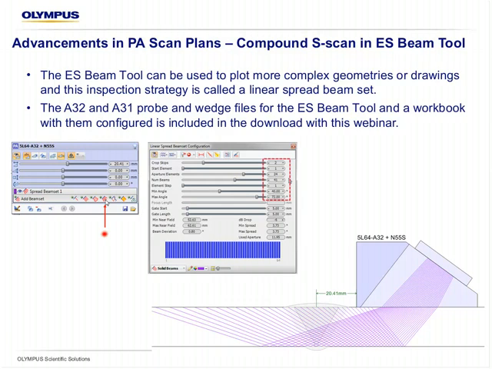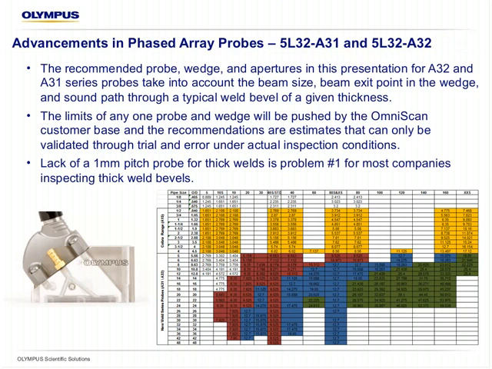This linear spread beam set can be configured and plotted in the ES beam tool and programmed in the Setup Builder to import the law file necessary to create it. And again, they call this a linear spread beam set, and it is the same functionality as the Olympus compound S-scan. The aperture charts that you'll see in the information you get with the download of this webinar will include the data files, this presentation, and some probe recommendations.